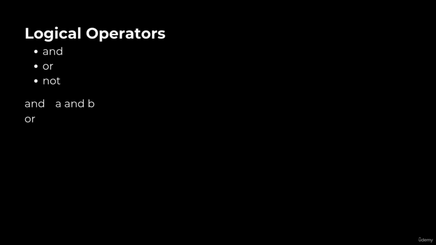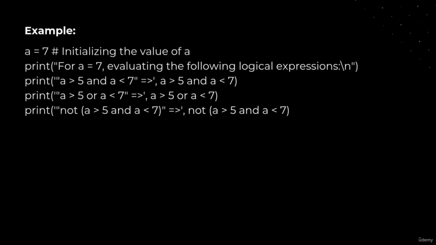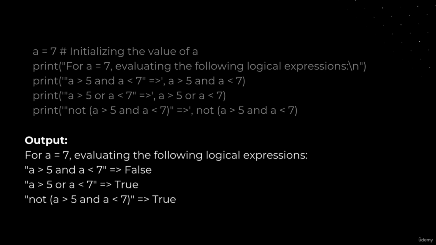For the logical or operator, the syntax is A or B. It returns true if at least one of A or B is true. For logical not, the syntax is not A. It returns the opposite of the Boolean value of A. If A is true, it returns false and vice versa. Let's see the example code for the logical operators. In Python, A is equal to 7. Initialize the value of A. Print for A is equal to 7, evaluating the following logical expressions. This is the output.